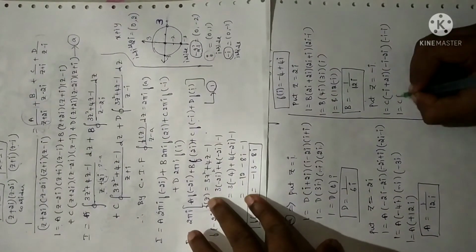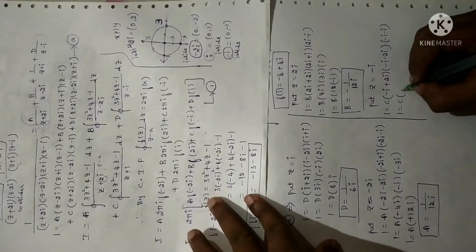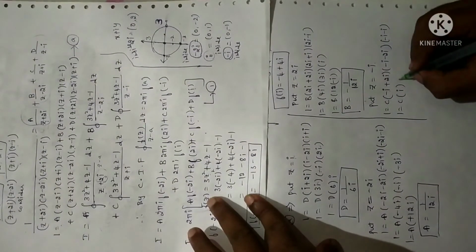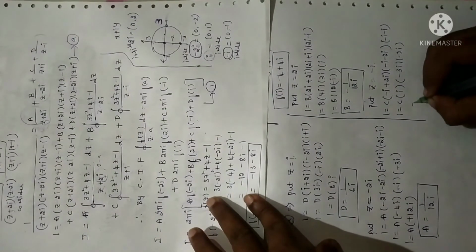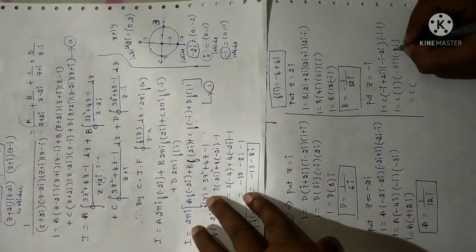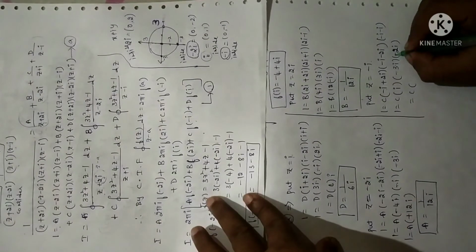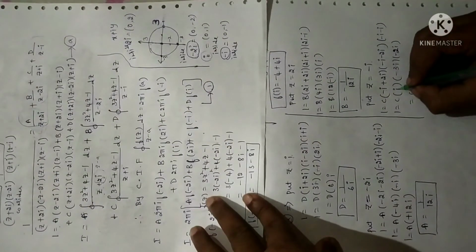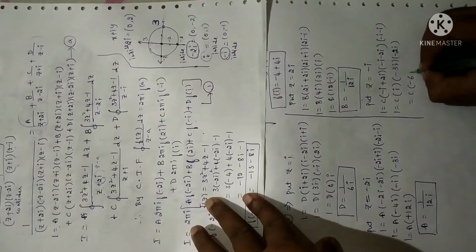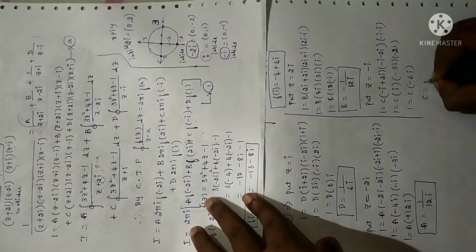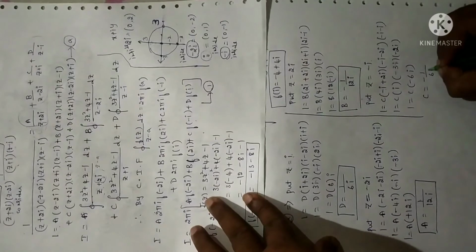So you'll get 1 is equal to C into (-1 + 2i)(i + i)... again -3i - 2i. Fine. 3 2s are 6. So minus into minus plus 6. i into i, let me write 6 here. i into i square, i square value is minus 1. Minus 1 into i is minus i. So C value is minus 1 divided by 6i.